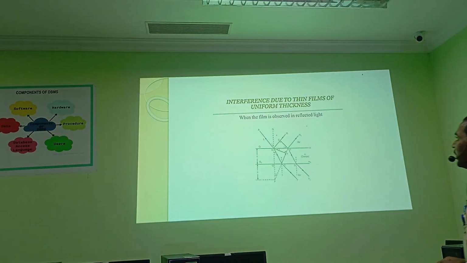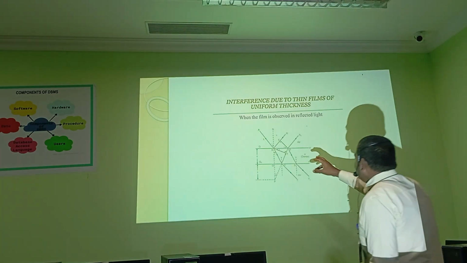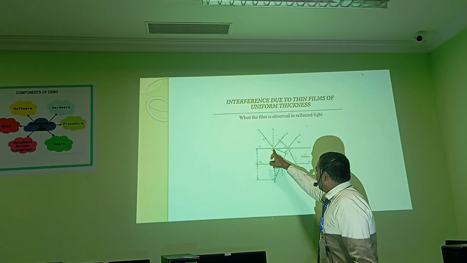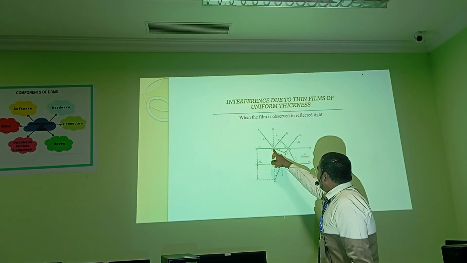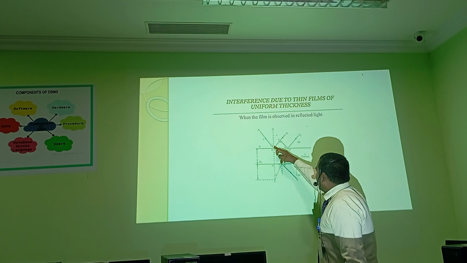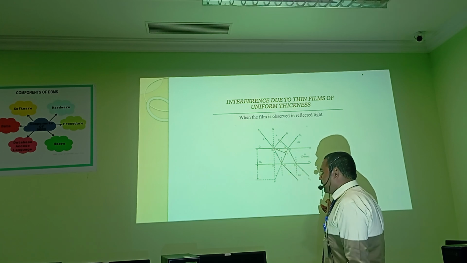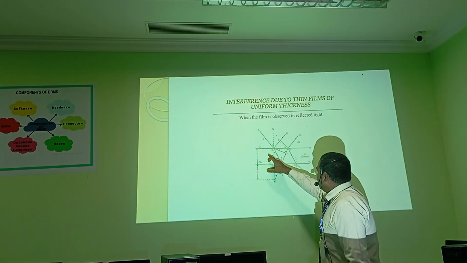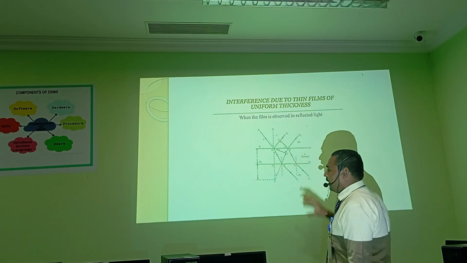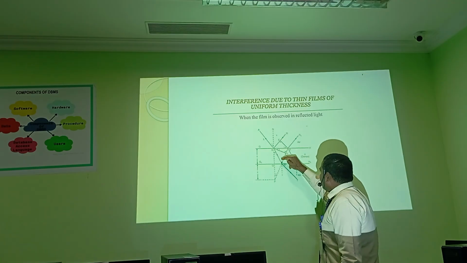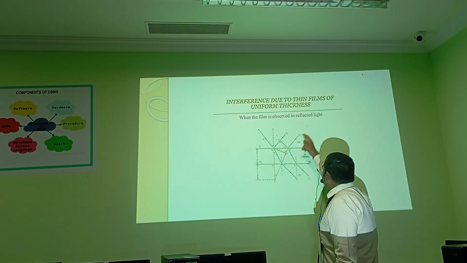Next, the interference due to the thin film of uniform thickness will be considered by the observer in reflection. So light will pass through as a parallel beam and will reflect as the R1 beam. Again, light will go through as another beam and be transmitted through, and another beam will be incident at some angle and reflect as R2.